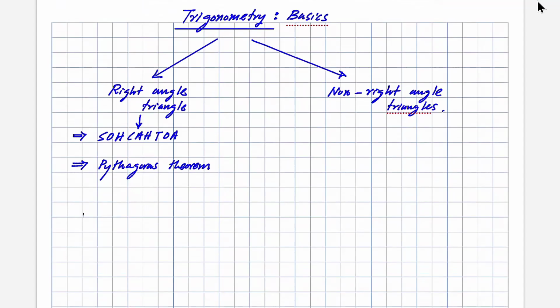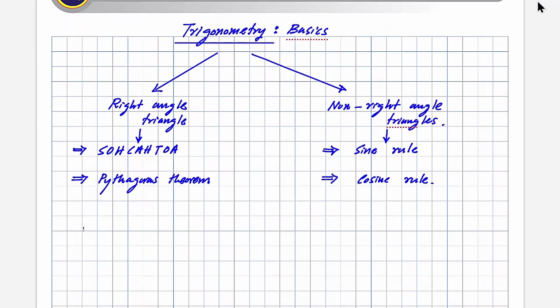When it comes to non-right angle triangle, what do you know about this? There are whole different sets of rules we use for non-right angle triangle. The first one is called sine rule. The second one is called cosine rule. So firstly, I'm going to do right angle triangle part and then non-right angle triangle part, and that's the basics of trigonometry. Next part is advanced version of trigonometry.